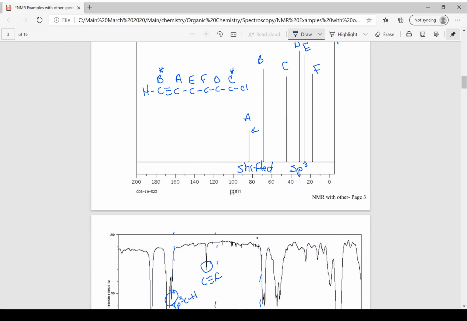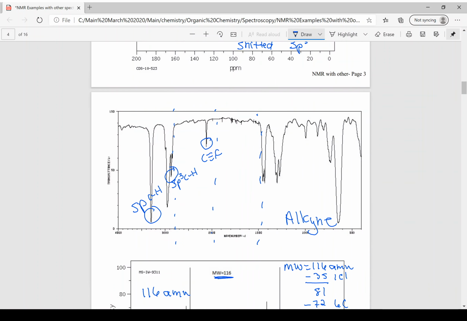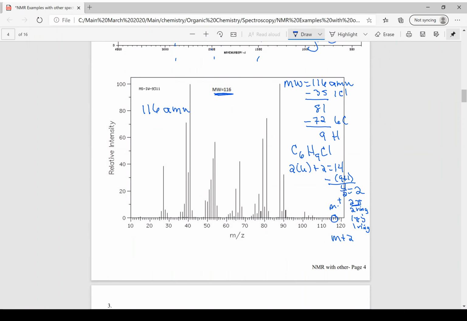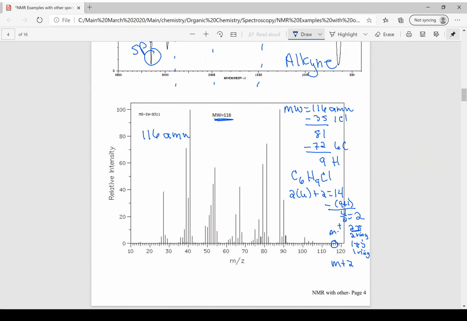All right. And then everything I've done matches what I have on that IR, and it matches my formula, and it matches my units of unsaturation. And so there is question 2 done.